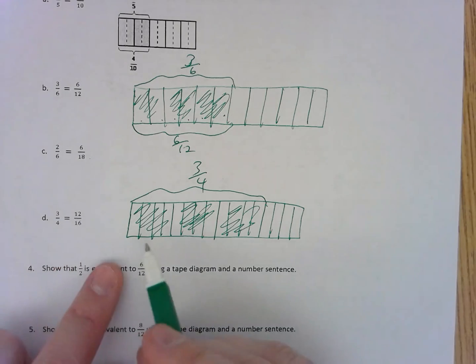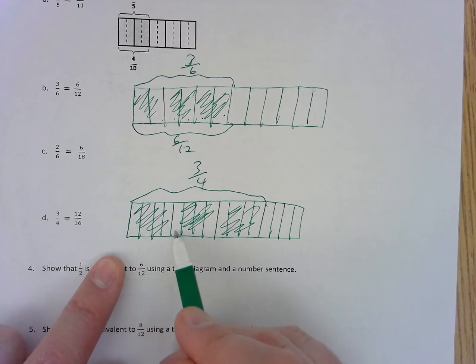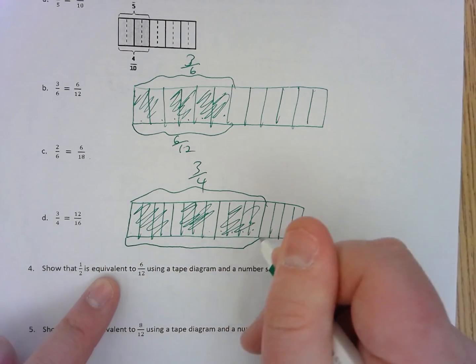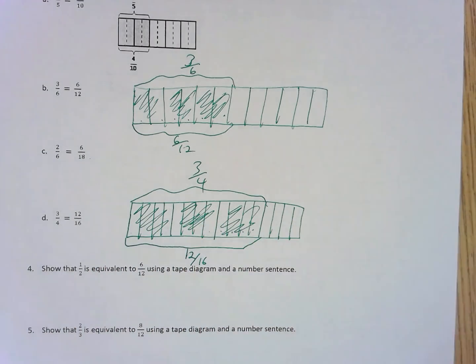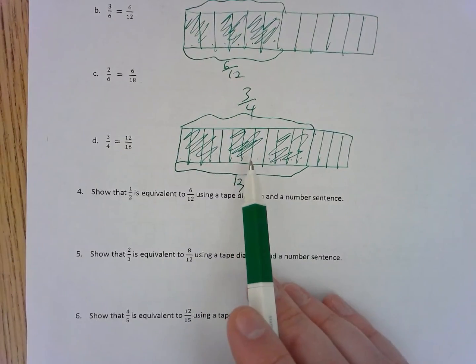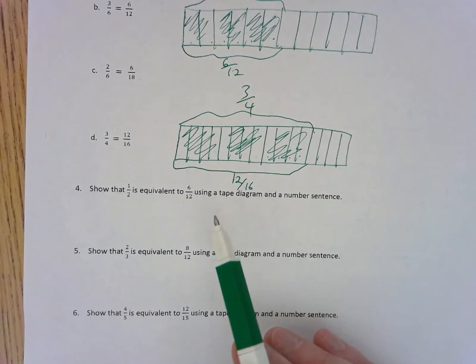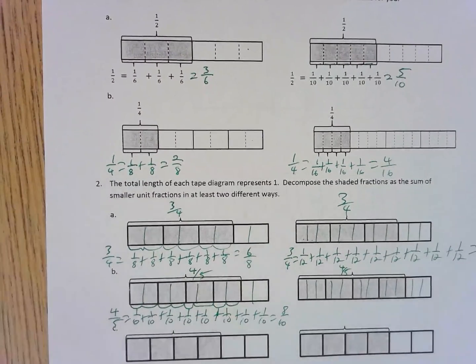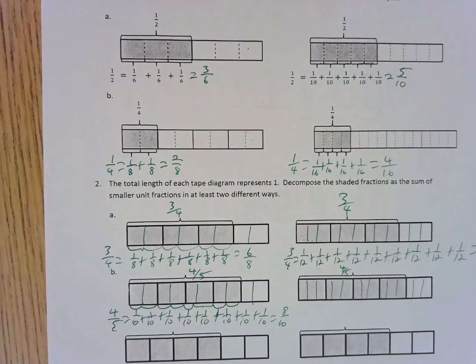So now how many do we have? 1, 2, 3, 4, 5, 6, 7, 8, 9, 10, 11, 12. And that gives us 12/16. Down here at the bottom, we're doing a tape diagram like we did right here, but then we're also adding a number sentence. So we're going to do what we did on the front, where we had 1/8 plus 1/8 plus 1/8 plus 1/8 plus 1/8 equals 6/8.